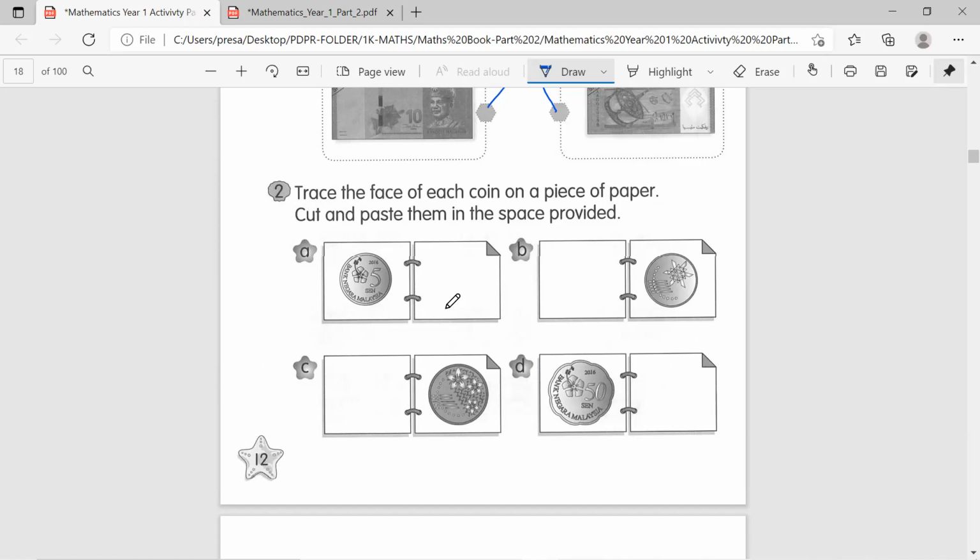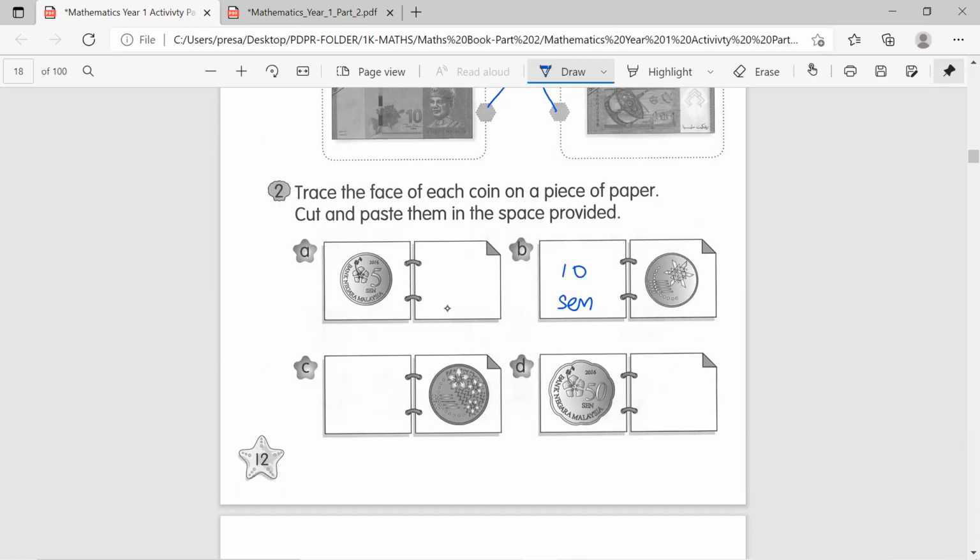So what you do, trace the face of each coin, isn't it? This is a 5 cent, right? Then what is the behind part? This is the front part, right? So what is the behind part? And the same goes for the coin. This is the behind part. So this coin is a 10 cent.